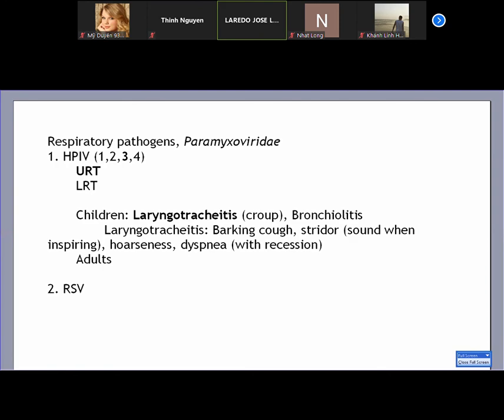Respiratory syncytial virus. We have two types that we are not going to study, okay? It's not important. Respiratory syncytial virus also causes upper respiratory tract infections and lower respiratory tract infections. The most important, lower respiratory tract infections. This is also a pathogen of children or adults. More severe in children. Usually in children younger than 1 year.